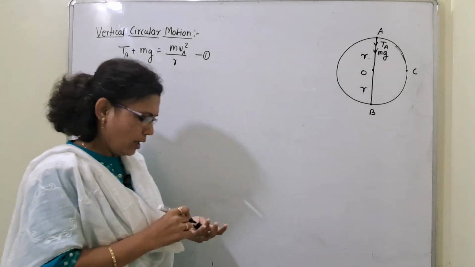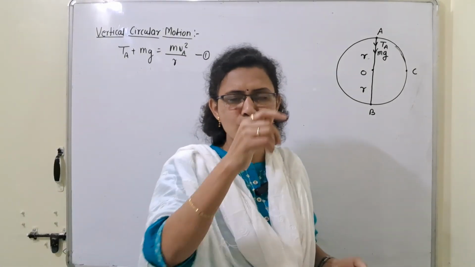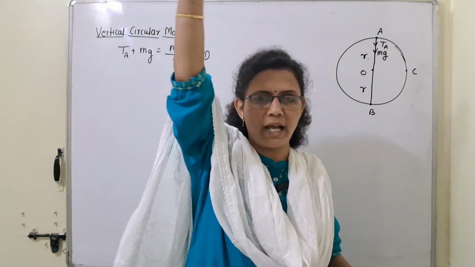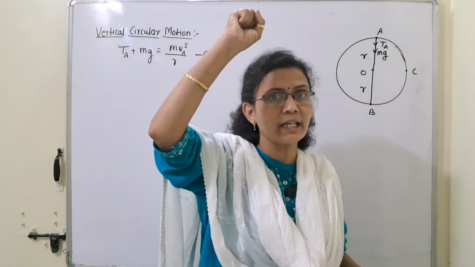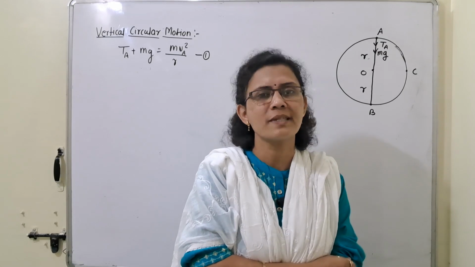Now, when you are revolving the string in vertical circular motion, at this point it will get slackened. It will get slackened, which means the tension in the string will become 0.